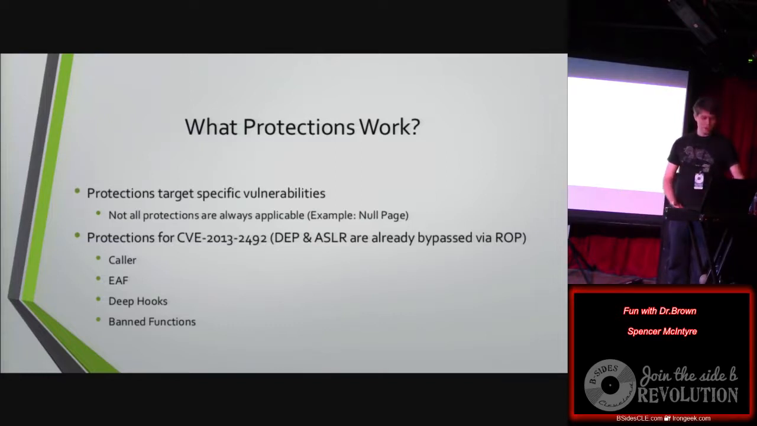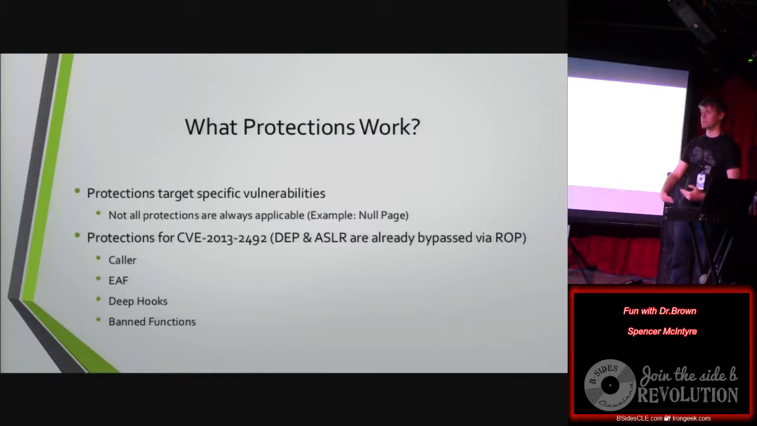So these are the protections that do in fact stop the current exploit from running. Like I mentioned already, the public exploit already bypasses DEP and ASLR using public, well-known techniques, so that's out of the picture. But these four protections provided by Emmet are actively blocking the exploit from working. So we have the caller protection, which is Emmet determining where the function that is being protected is being called from.